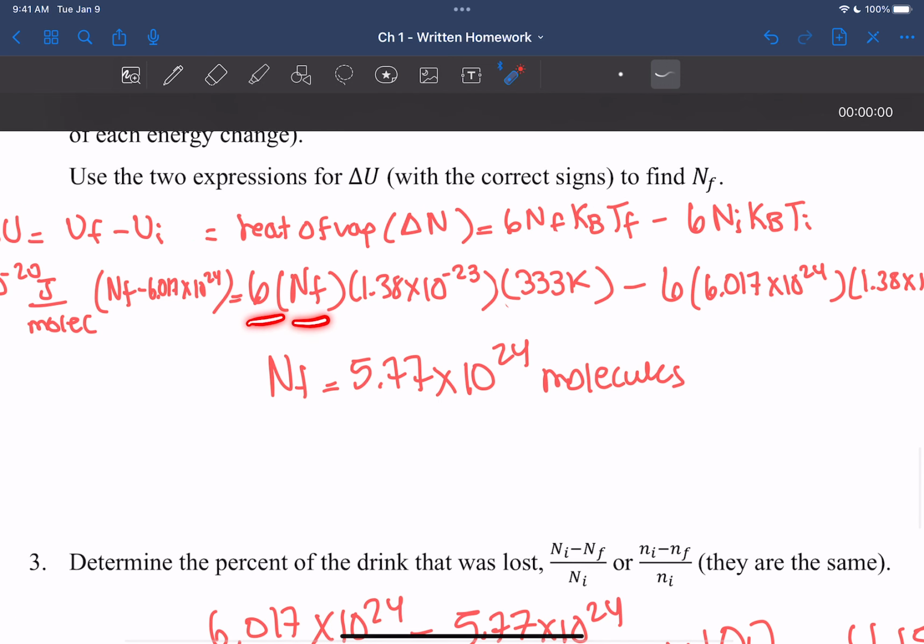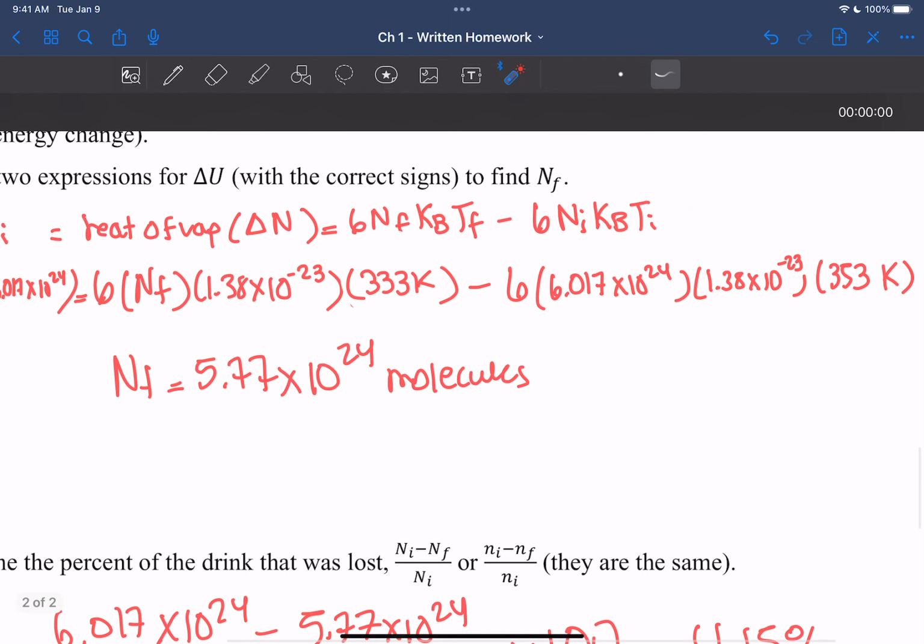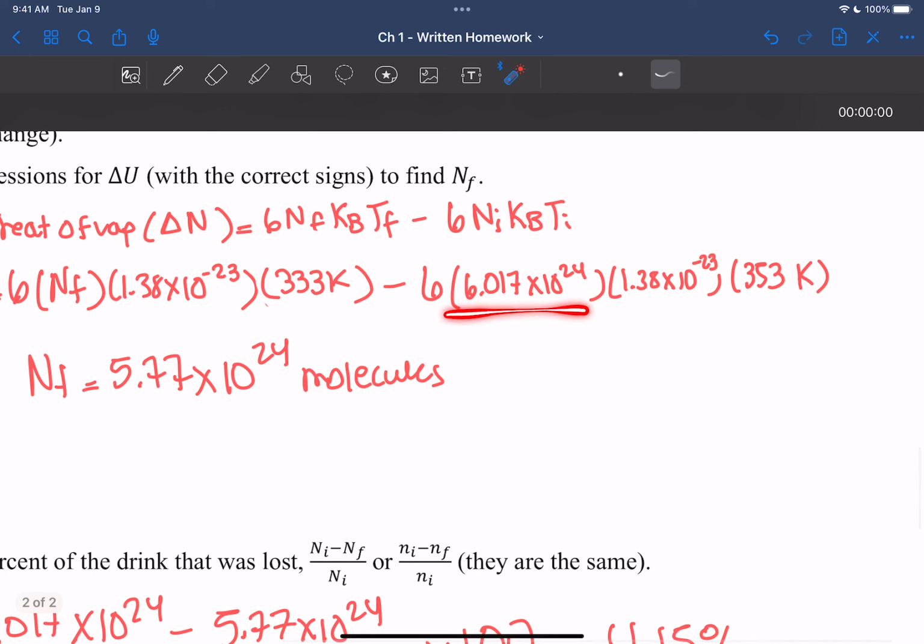So 6 times your final number of molecules that we're looking for, times Boltzmann's constant, times your final temperature, which was 60 degrees Celsius or 333 Kelvin, minus 6 times your initial number of molecules, which, like I said, is that 180 milliliters, converted to grams, go from grams to moles, and from moles to molecules. So that's the number of molecules that you started off with, times Boltzmann's constant, times your initial temperature, which is 80 degrees Celsius or 353 Kelvin.